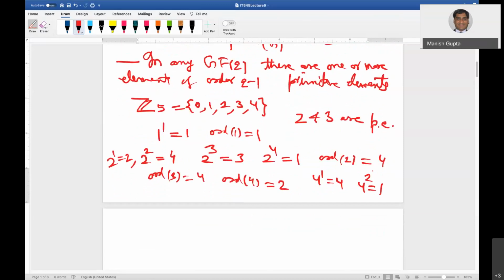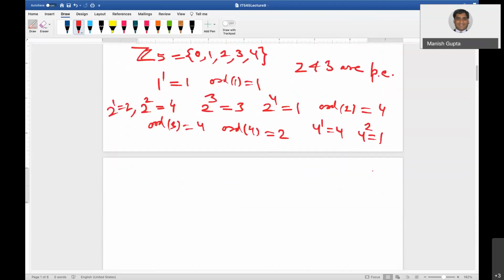Okay, I think another interesting function that we study in number theory is known as the Euler totient function. What is the Euler totient function? Sometimes it is also known as the Euler phi function.